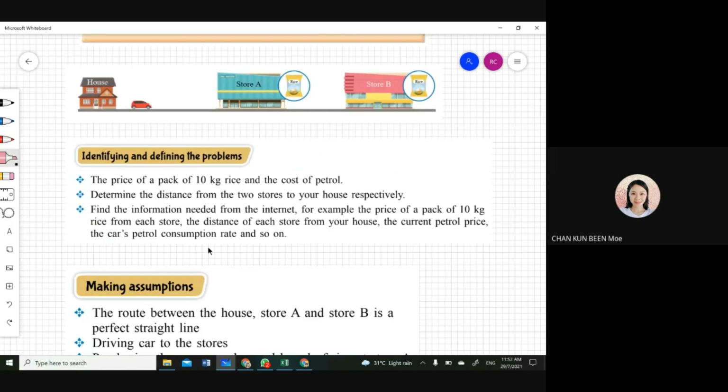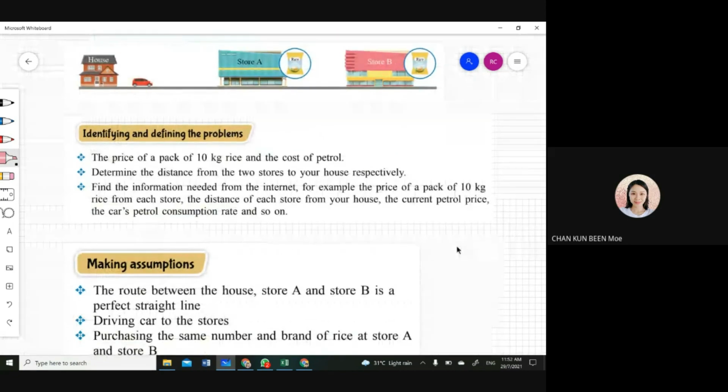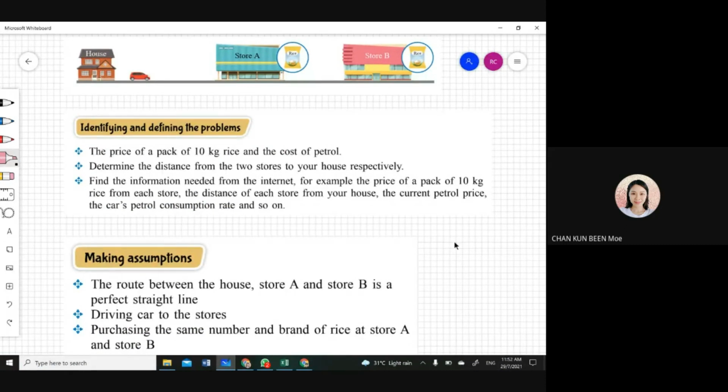Okay. Second step, making assumptions. Assume what? We assume the route between the house, store A and store B is a perfect straight line like this. But this is impossible in real life. For sure, if you want to go to the shop, there will be turning to the left, turning to the right, and then you have to slow down and so on. But because we need to do calculation, we cannot consider all those things so much, or else it will be very complicated later on. Therefore, we make an easier assumption over here, that it is a straight line.